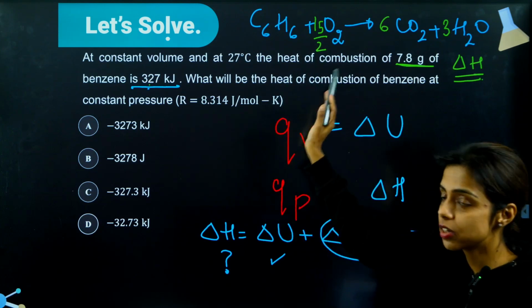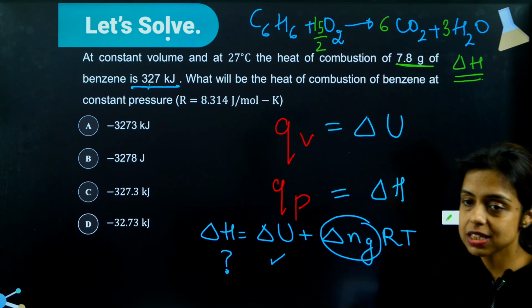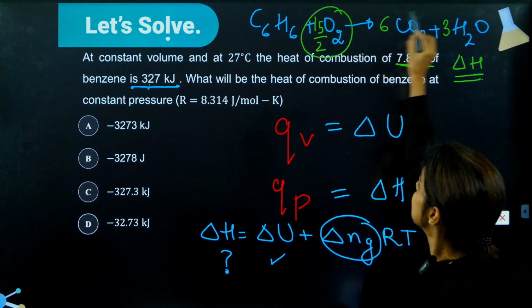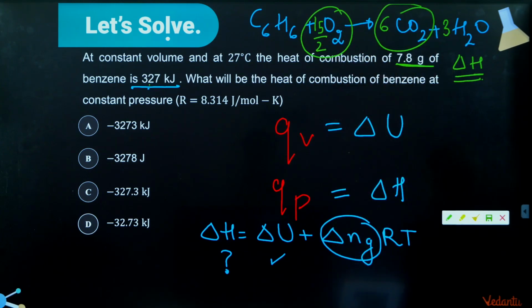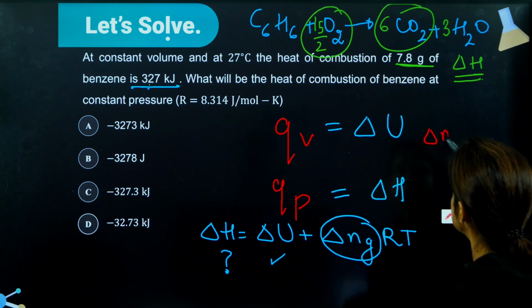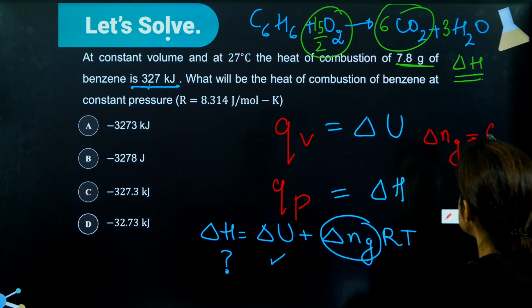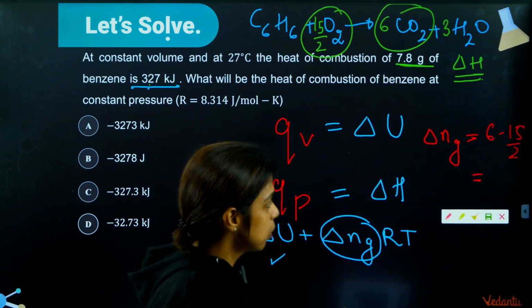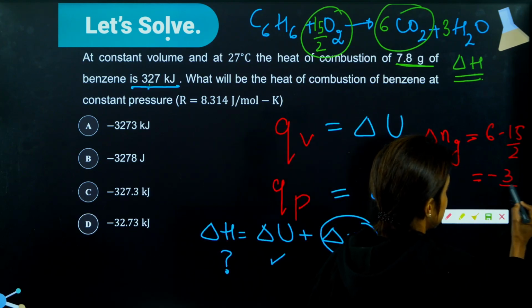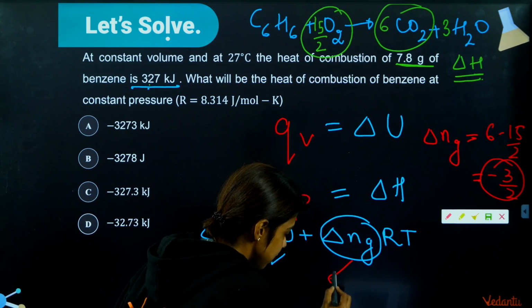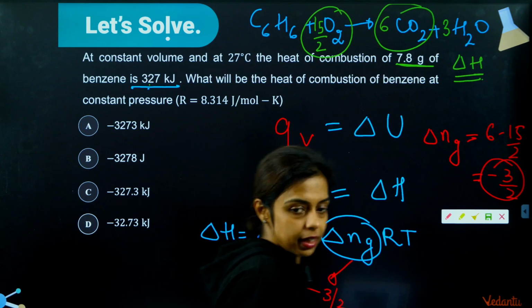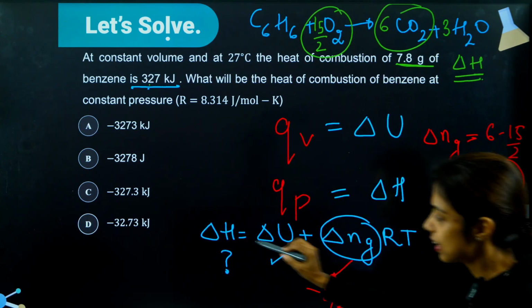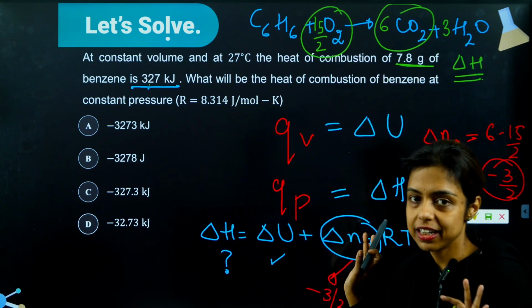So gaseous moles on reactant side and product side. So you can see in this reaction, this is a gas, this is a gas. What will be the change in the gaseous moles, guys? This is liquid. So delta Ng here is gaseous moles on product side minus reactant side. 6 minus 15 by 2, that is minus 3 by 2 is the delta Ng. So you put minus 3 by 2 here. Right, guys? Yes. Delta H is delta U plus delta Ng RT.